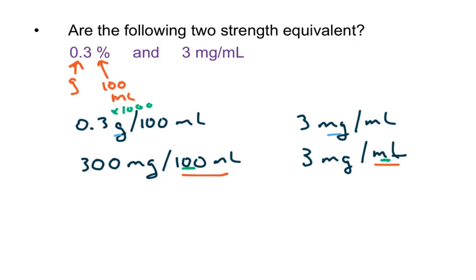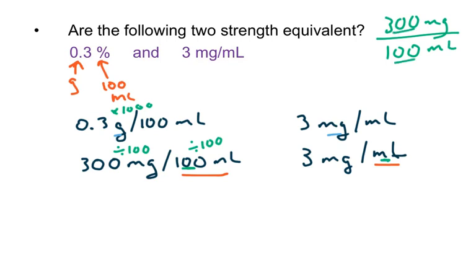So to change 100 to 1, you do 100 divided by 100 to get to 1. The key is that this is like a fraction. Whatever you do to one side or the top, you have to do to the bottom. And if it helps, you could also think of it this way: 300 milligrams over 100 milliliters. You're just simplifying the fractions, okay? So 300 divided by 100 gives you 3 milligrams. And then 100 divided by 100 gives you just the 1 milliliter.